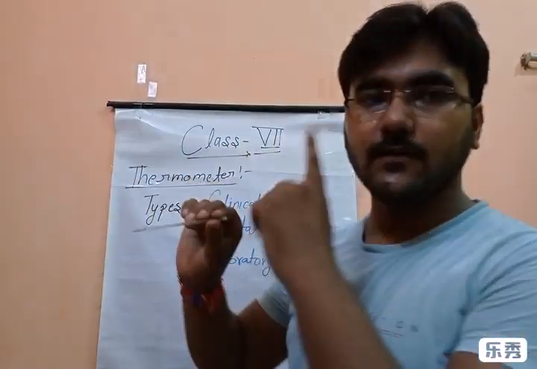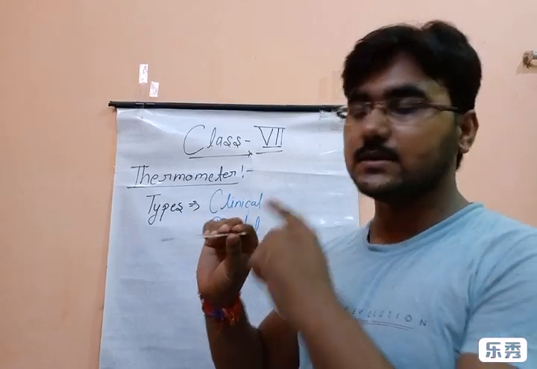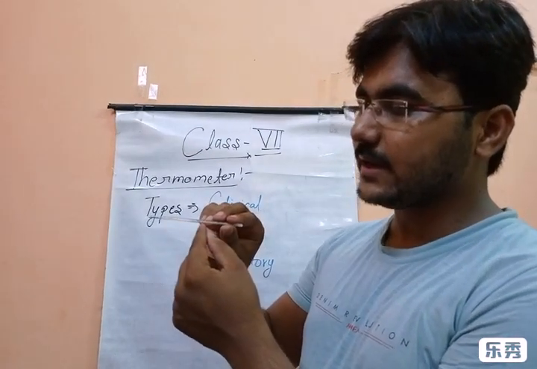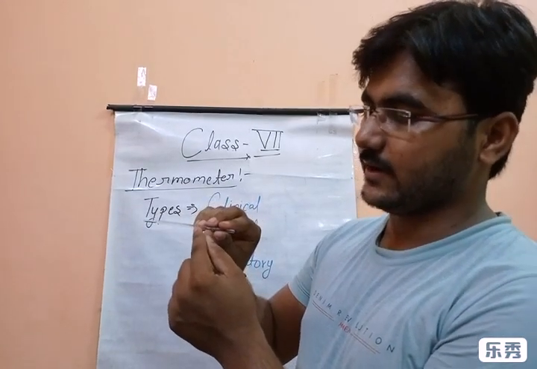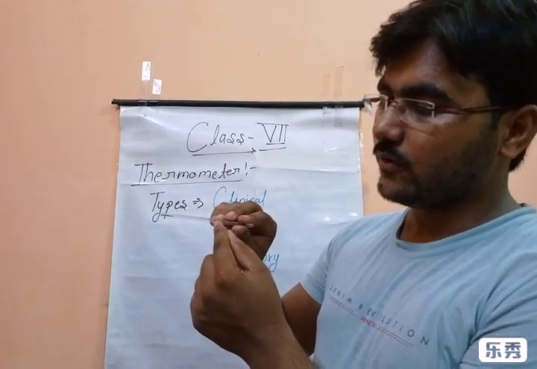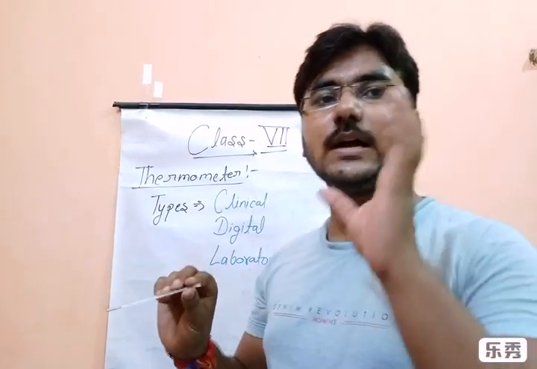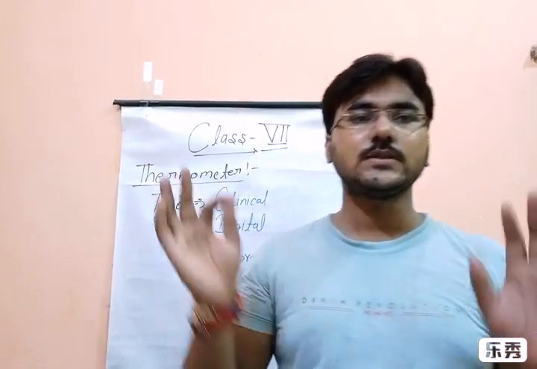I showed you in the diagram in the last video that the mercury expands, and as the mercury expands, the readings are written here: 94, 95, 96. So we read those readings and observe the temperature. Okay, so this was the clinical thermometer.